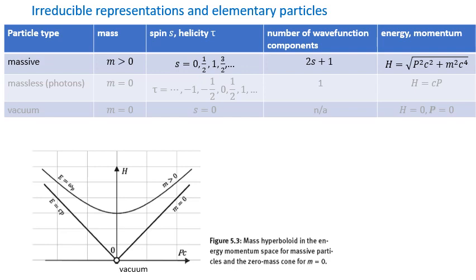First, there are irreducible representations with positive mass. Their spin parameter can take values 0, 1/2, 1, 3/2, etc. The number of wave function components is 2s plus 1. The energy-momentum relationship takes the familiar relativistic form. The common spectrum of the momentum and energy of a massive particle forms a hyperboloid in the momentum-energy 4-dimensional space.